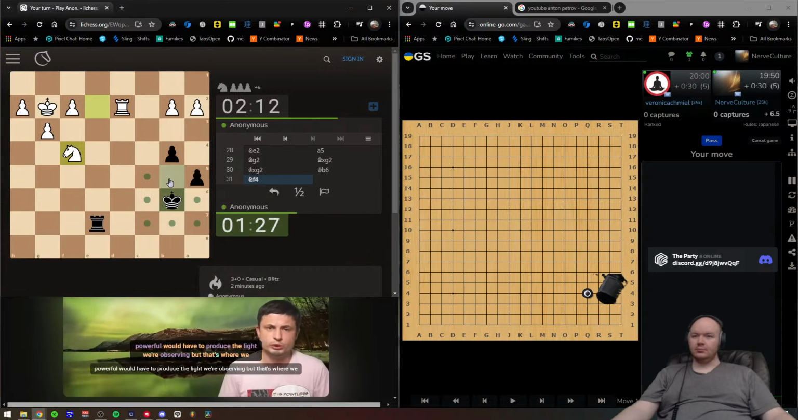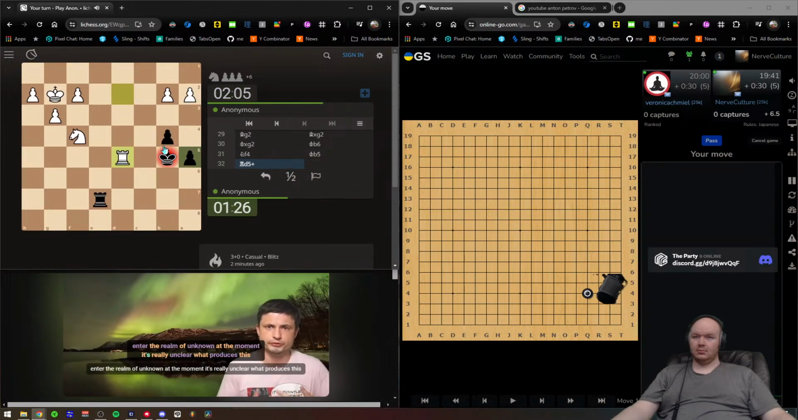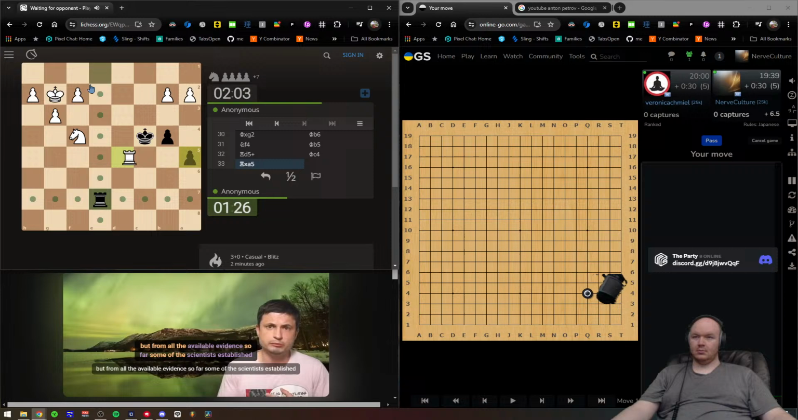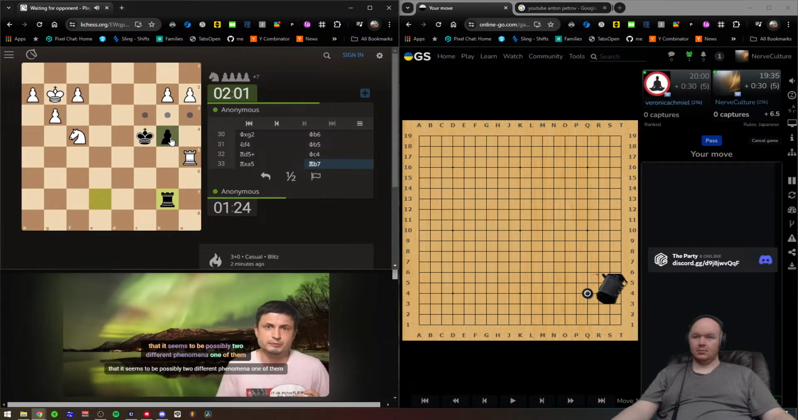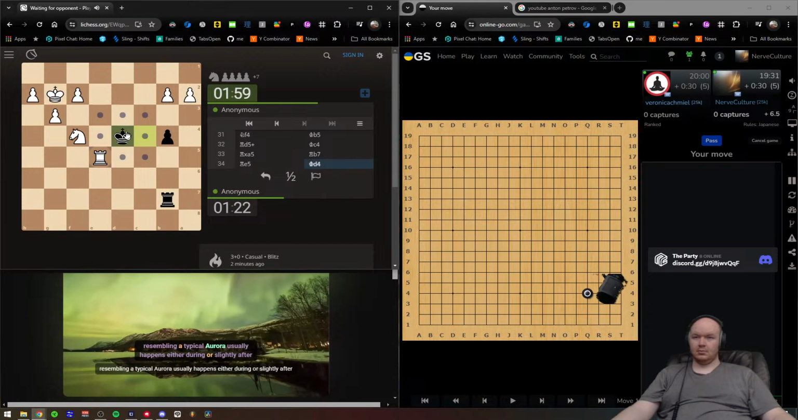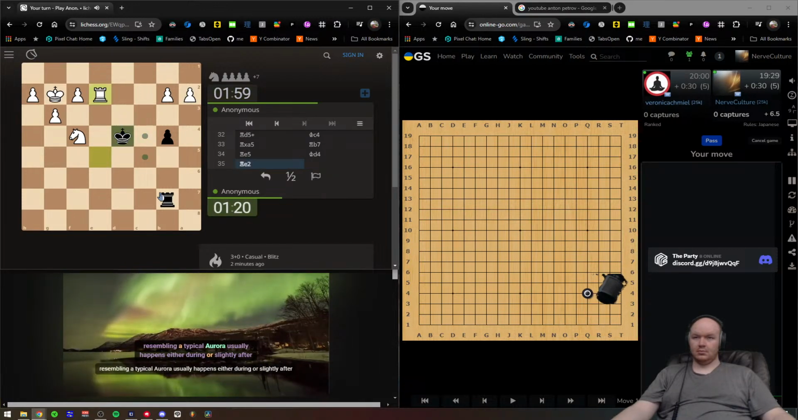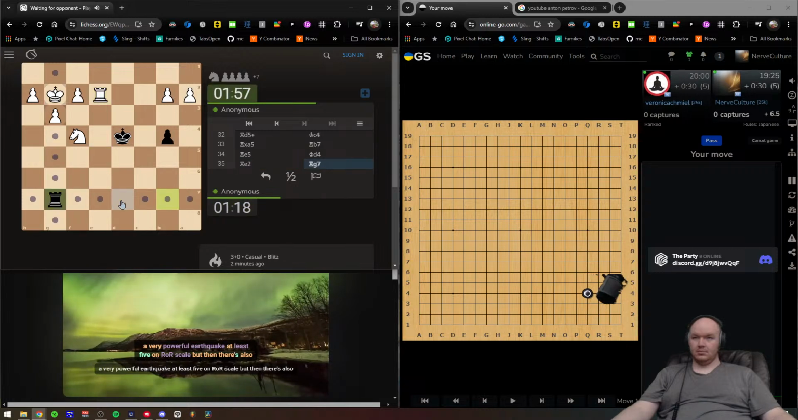Something way more powerful would have to produce the light we're observing. But that's where we enter the realm of unknown. At the moment, it's really unclear what produces this. But from all of the available evidence so far, some of the scientists established that it seems to be possibly two different phenomena. One of them, resembling a typical aurora, usually happens either during or slightly after a very powerful earthquake, at least 5 on the Richter scale.